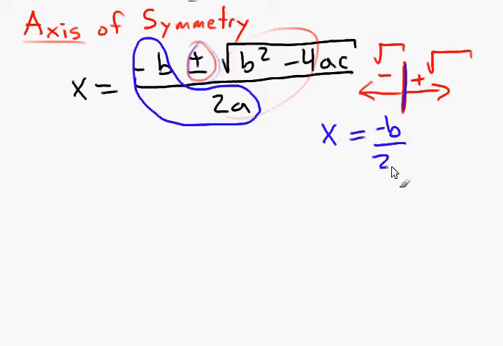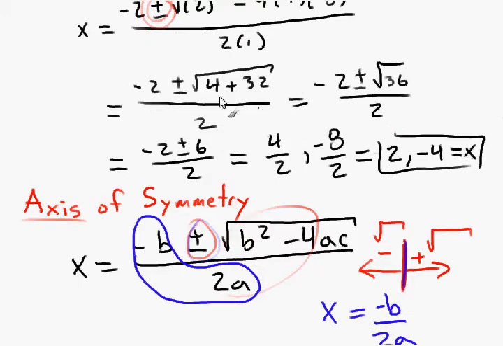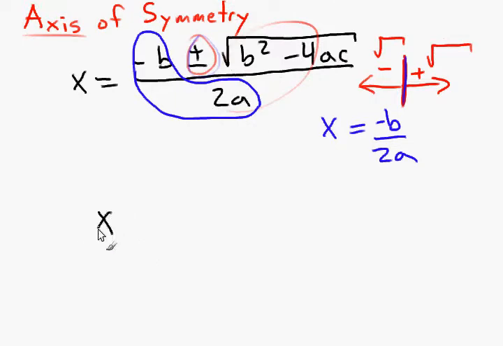x is equal to minus b over 2a. So, for our example, minus 2 over 2, x is equal to negative 1.